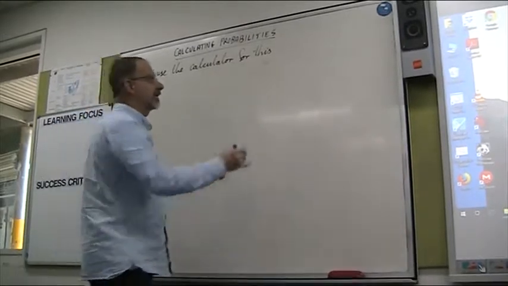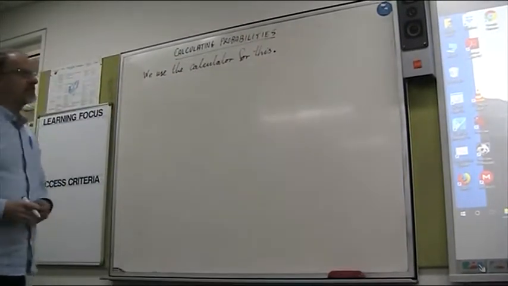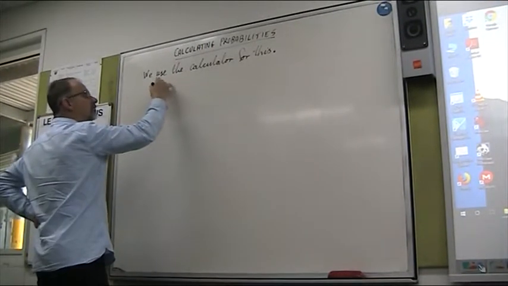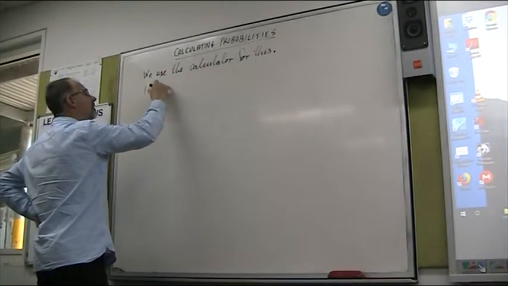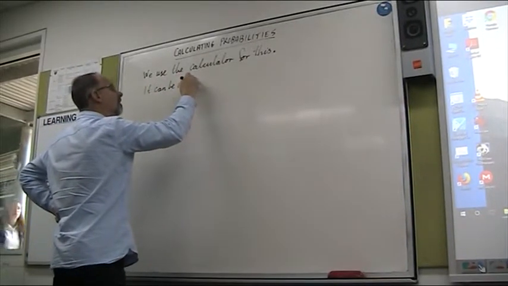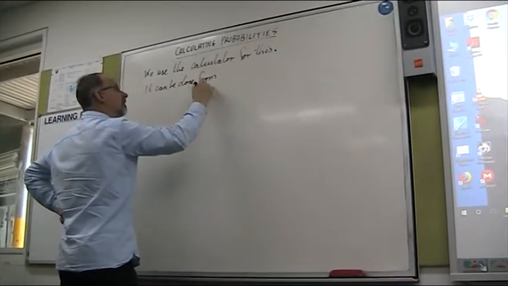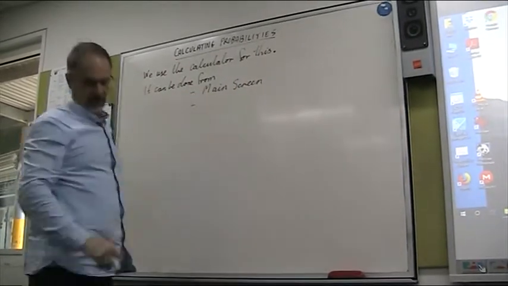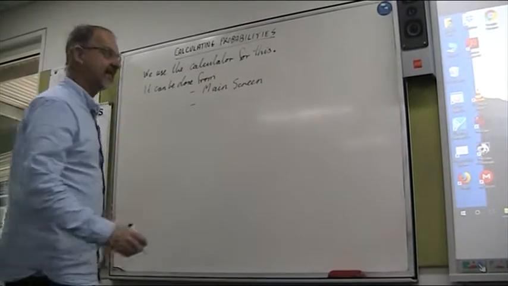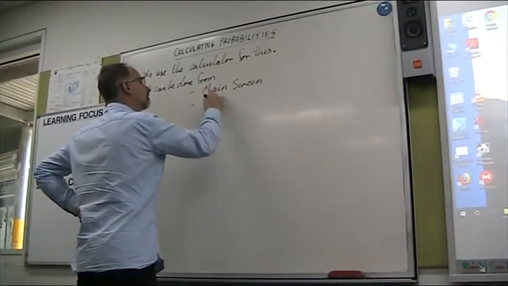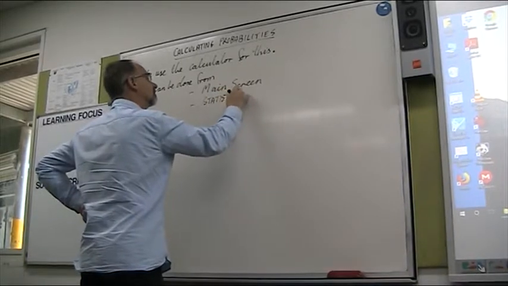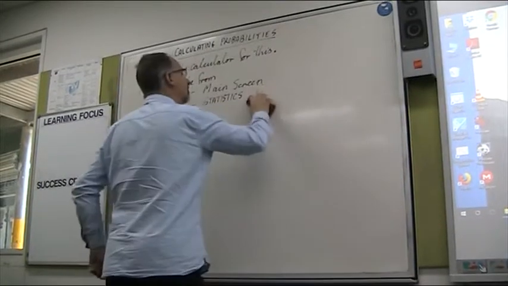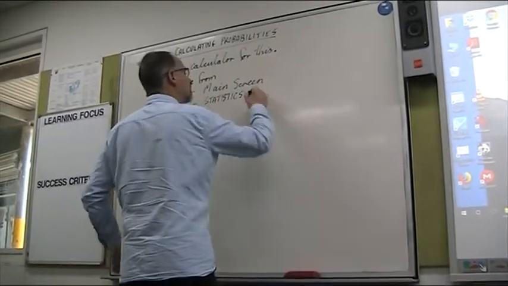All right. We use the calculator to calculate probabilities, and so that you can do this, it can be done from two places. It can be done from the main screen, and also it can be done from the statistics application. So I'll do an example of both of those.